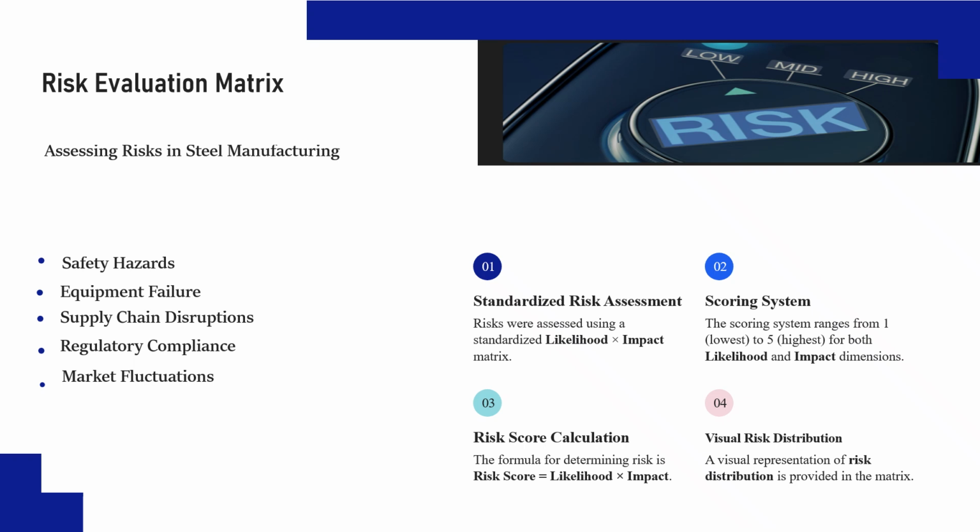Related to the risk evaluation matrix, risks are scored based on likelihood and impact using a scale from 1 to 5. The resulting matrix helps us to prioritize the risks, highlighting those of high urgency versus those we can monitor over time.